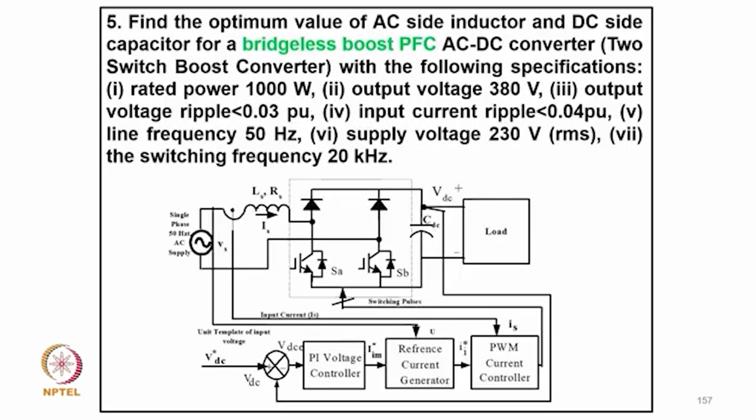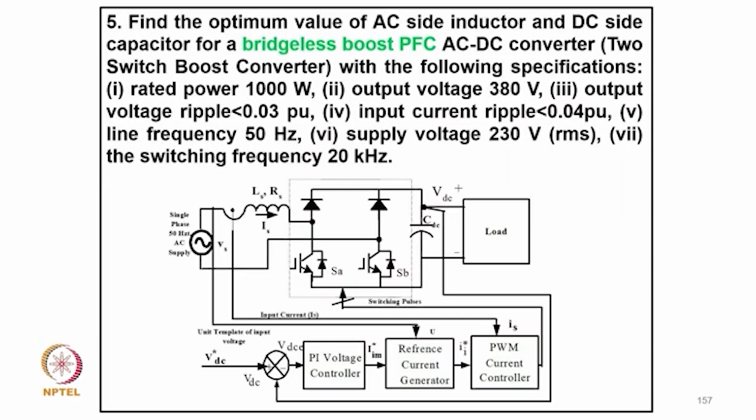Coming to numerical problem 5: find the optimum value of the AC side inductor and DC side capacitor for a bridgeless boost PFC AC/DC converter, two switch converter, with the following configuration: rated power 1000 watt, output voltage 380 volt, output ripple less than 3%, input ripple current less than 4%, line frequency 50 hertz, supply voltage 230 volt RMS, and the switching frequency 20 kilohertz.